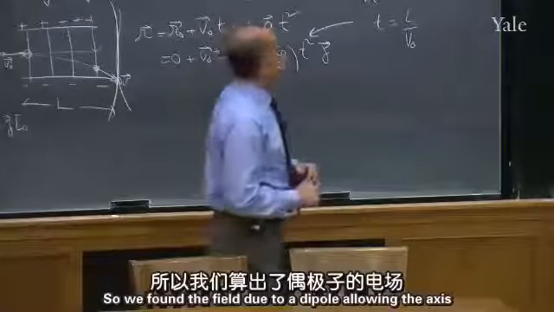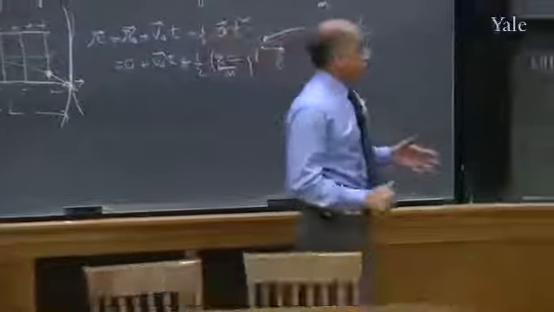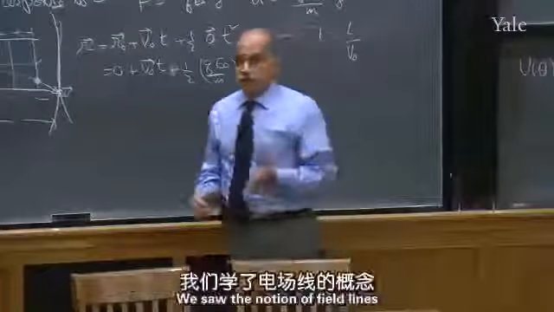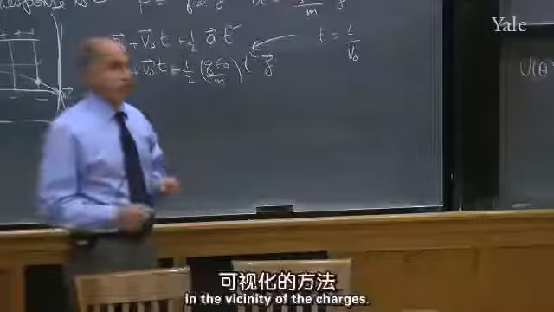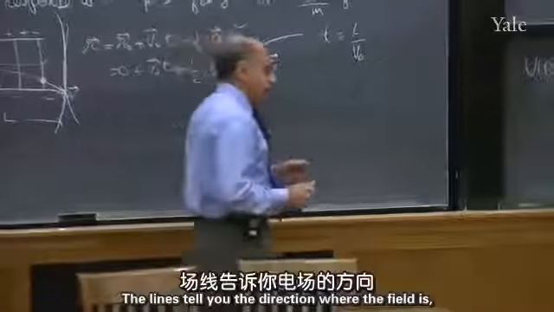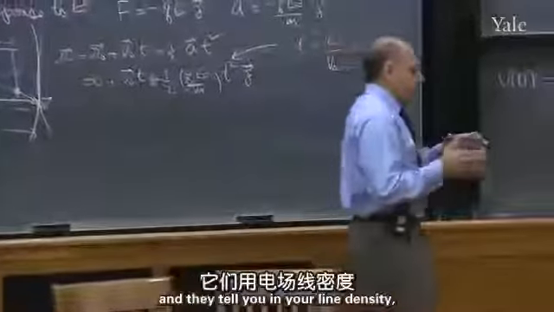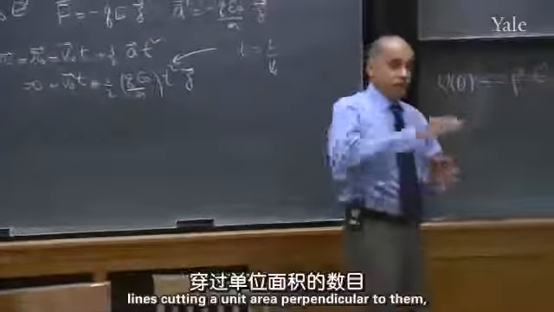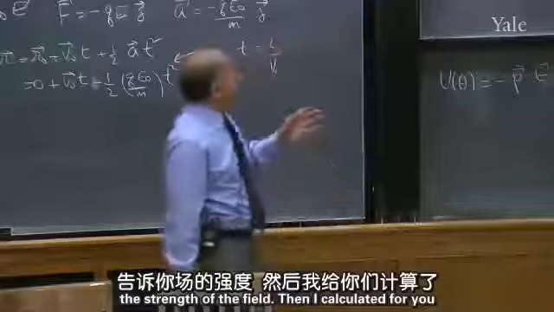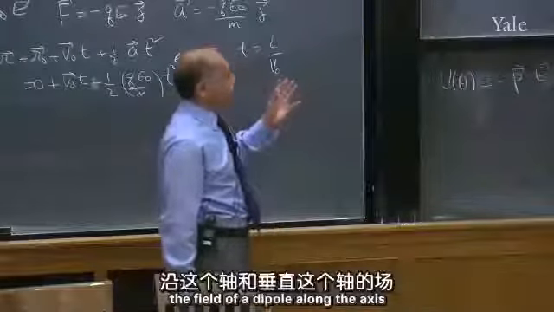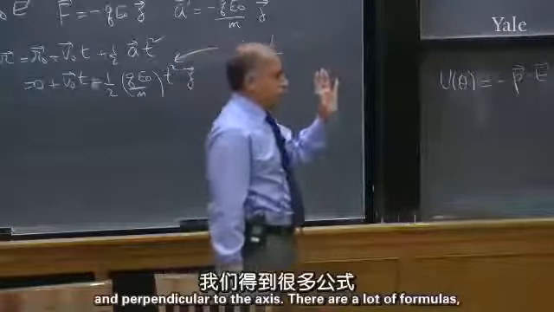So we found the field due to a dipole along the axis and perpendicular to the axis. We saw the notion of field lines. It's a good way to visualize what's going on in the vicinity of charges. The lines tell you the direction of the field, and their density, lines cutting a unit area perpendicular to them, tells you the strength of the field. Then I calculated for you the field of a dipole along the axis and perpendicular to the axis.